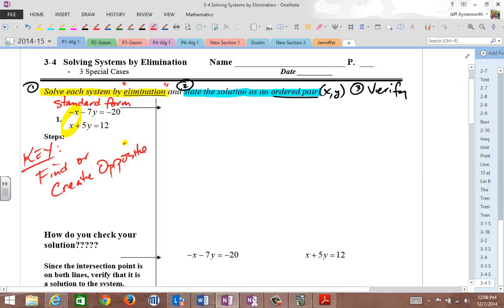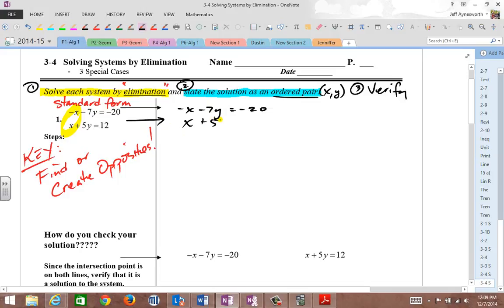We know that opposites always cancel out to zero, and so if we find a pair of opposites, like I see a pair of opposites in the x's here, we can add the equations by combining like terms, x's with x's, y's with y's, constants with constants, in such a way as to eliminate one of the variables. In this case, we're going to eliminate the x's. So let's bring the equations over here on the right-hand side where we do all our work. I'm just going to bring it right over here.